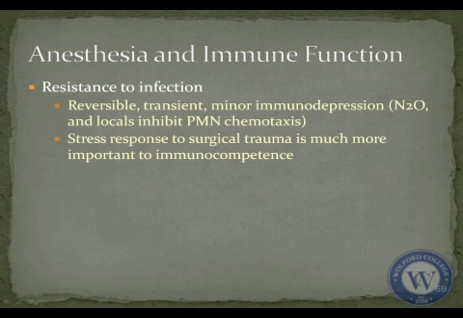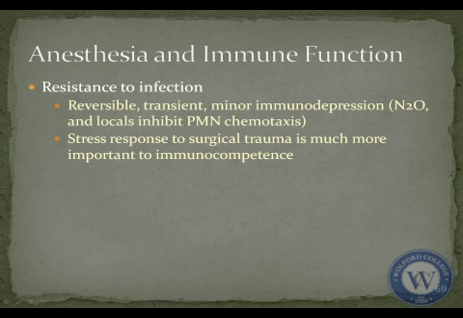As for anesthesia and immune function, resistance to infection is of course critically important. Some of the anesthetic agents that we deliver do suppress the immune system, but they tend to be reversible, transient, and minor immunosuppressions, including nitrous oxide. And local anesthetics actually inhibit polymorphonuclear cell entrance into the wound, which is also detrimental, as it may increase the proliferation of bacteria in that situation.